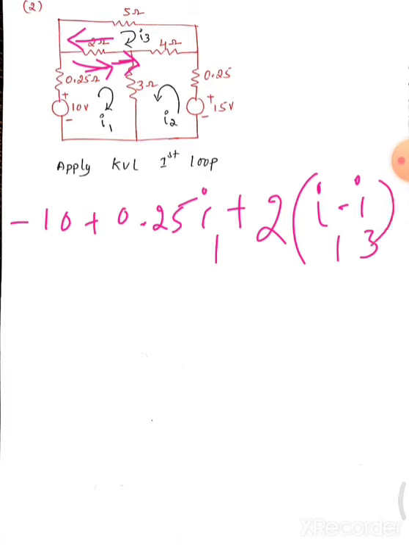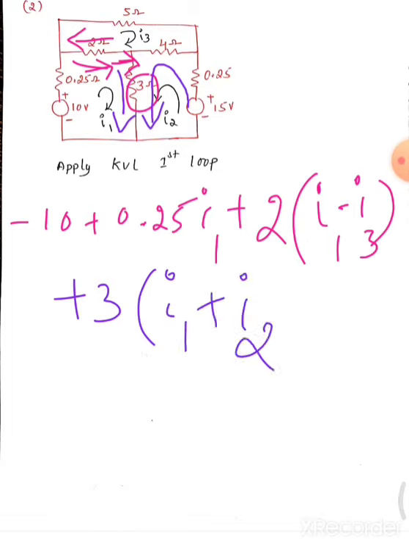Good. Then next we move to another element, that is the 3 ohm. When writing with respect to the 3 ohm, observe the first loop current is in the downward direction and the second loop current is also downward, so both are added, not subtracted. Please be careful about this. So 3 into I1 plus I2. Any other element left in the first loop? No, this is equal to 0.